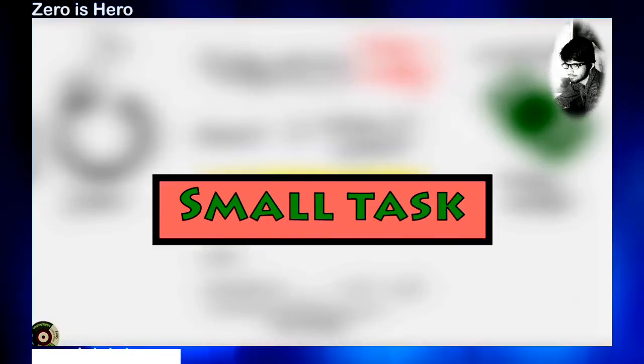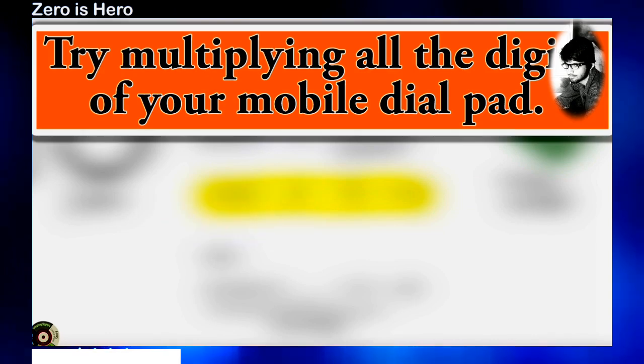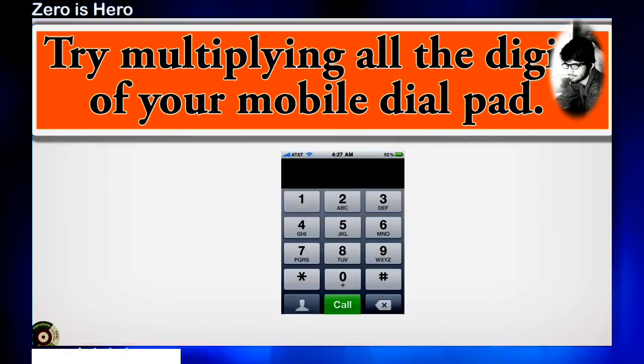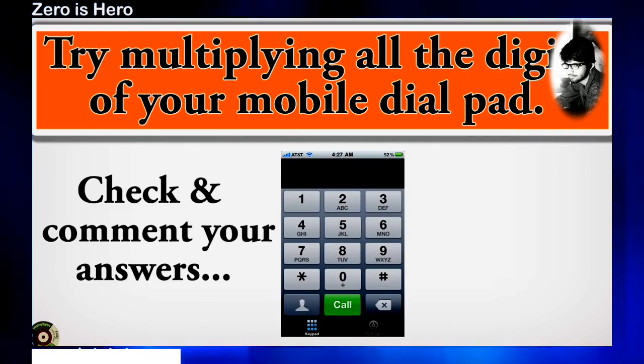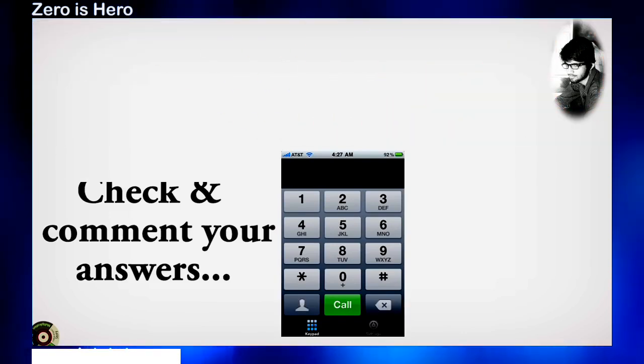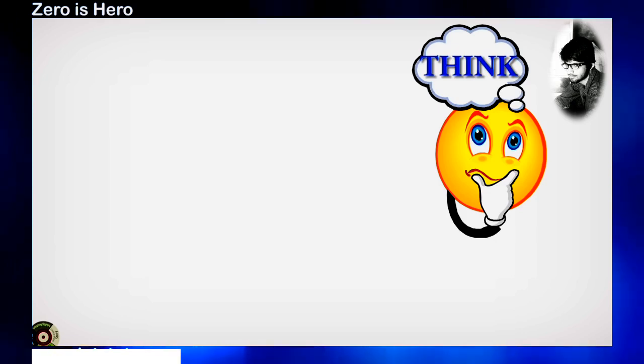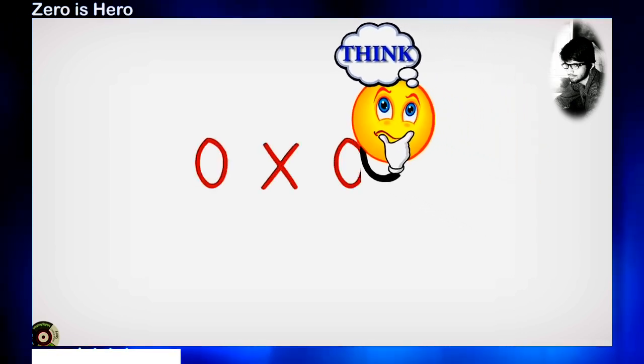Now a small task for you. Try multiplying all the digits of your mobile dial pad. Check and tell us your answers by posting your comments. Now just think, what if we multiply 0 with 0 itself?